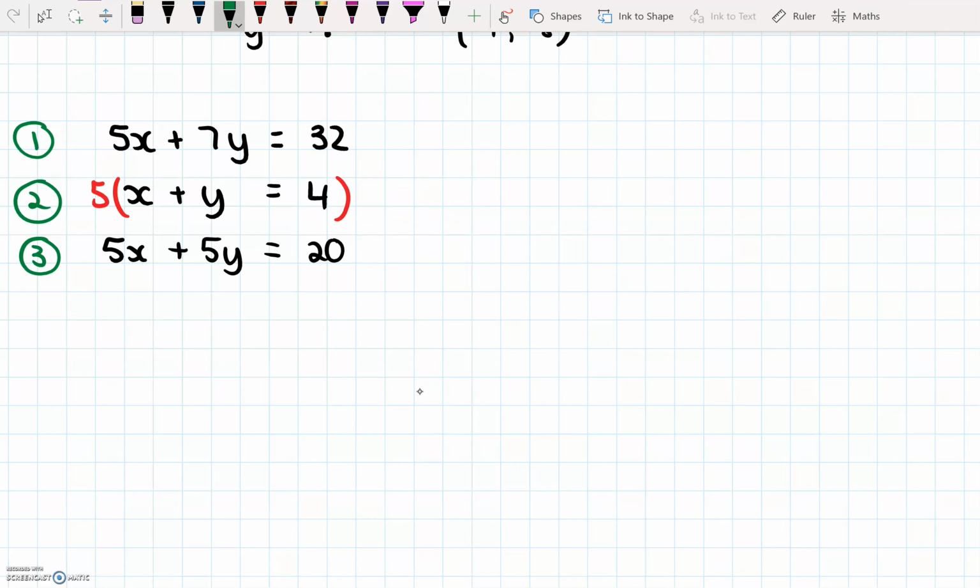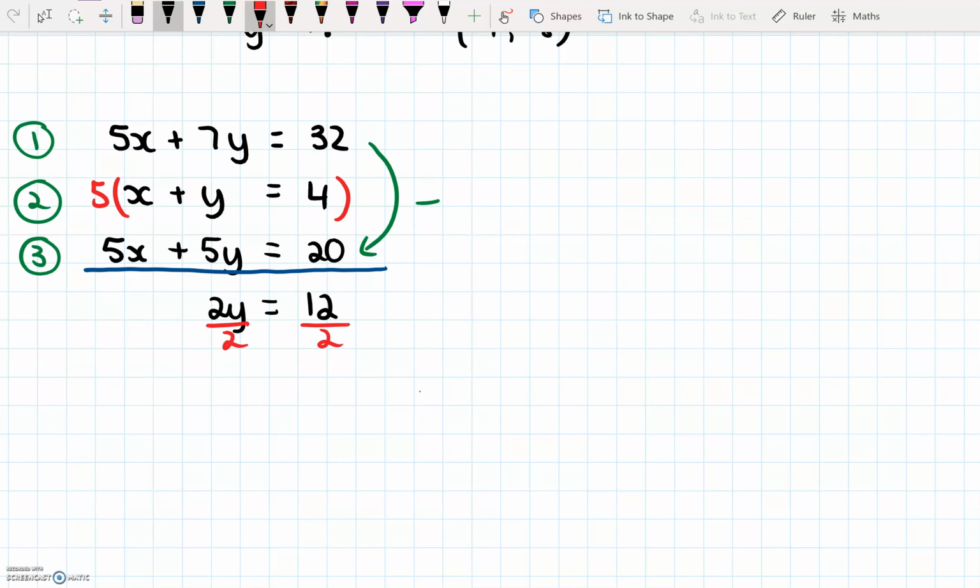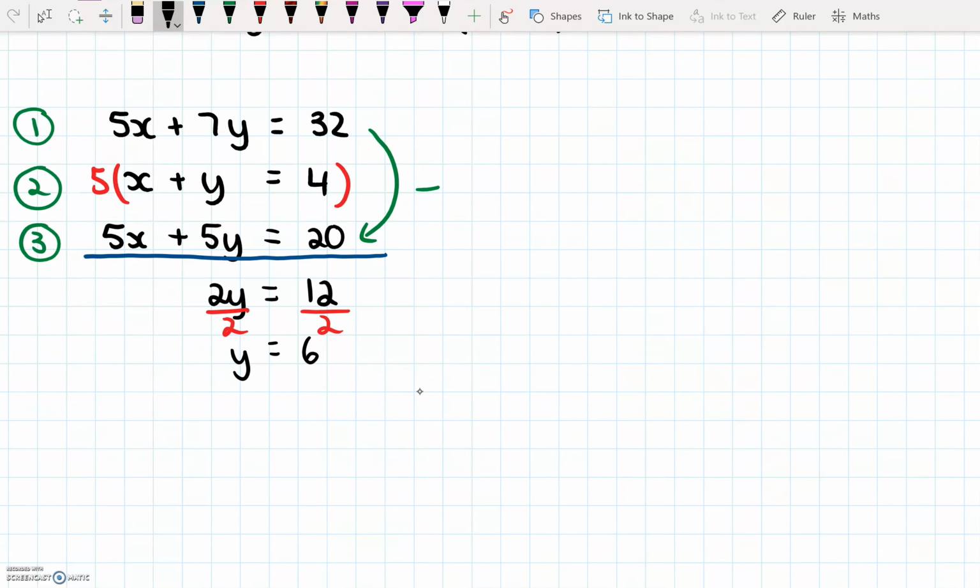What we're going to do now is, we've got this annoying one in the middle, but we're going to do equation 1 minus equation 3. And that's going to give us our answer. So 5x minus 5x, that's gone. 7y minus 5y leaves us with 2y. And 32 minus 20 leaves us with 12. Okay, we can divide by 2 here. 2y divided by 2 is y. And 12 divided by 2 is 6. So we have a y value.